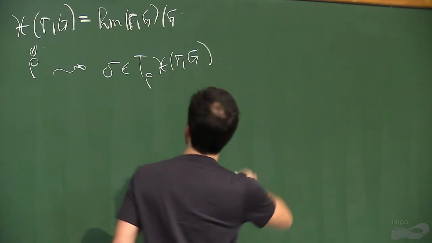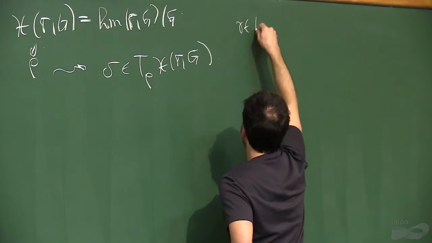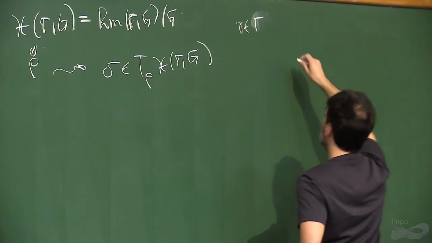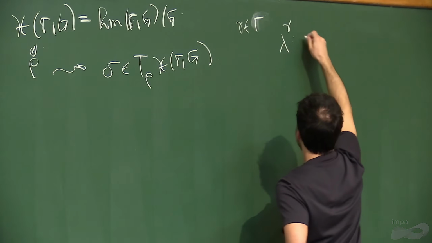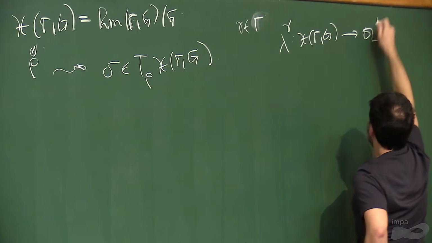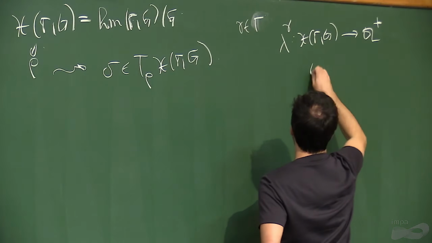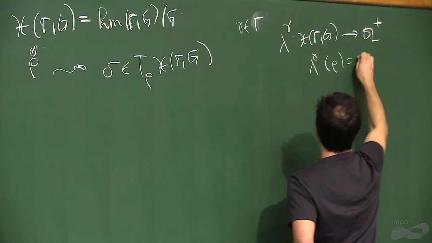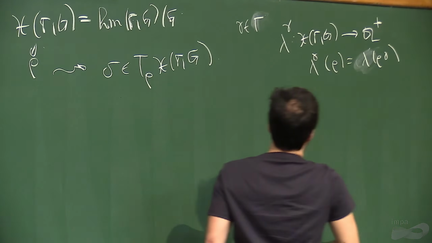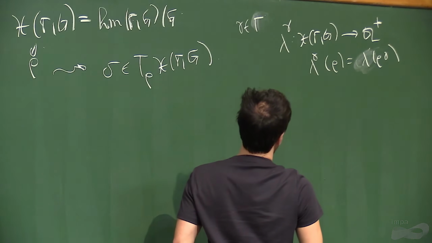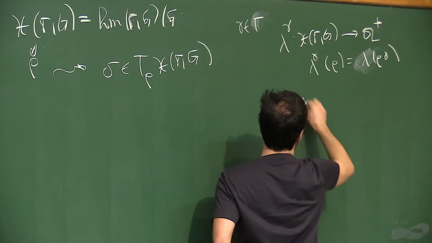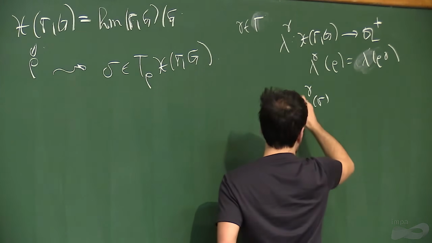So let me introduce some more notation. Now I have my γ in Γ, and this gives me a function on the character variety, which I'm going to denote λγ. So λγ of ρ is, of course, λ of ρ(γ). And at V, what I'm going to consider is the differential of this map at V. This is the object that I want to study now.